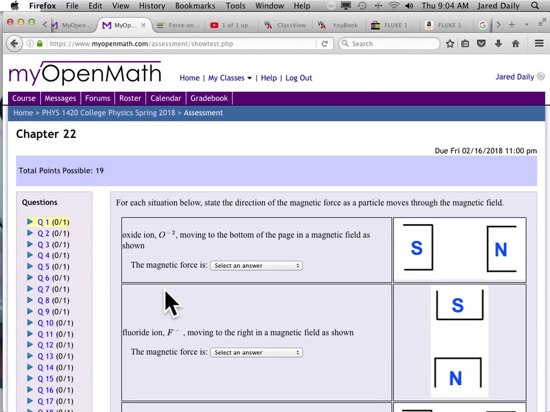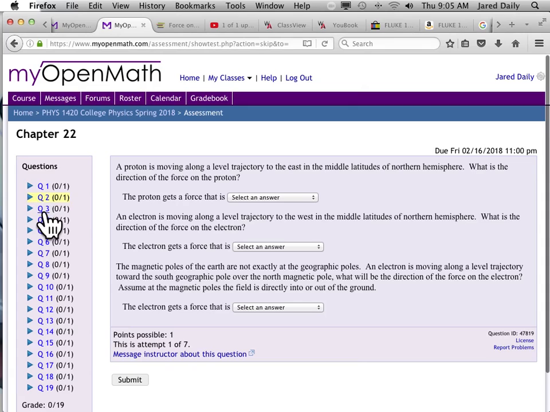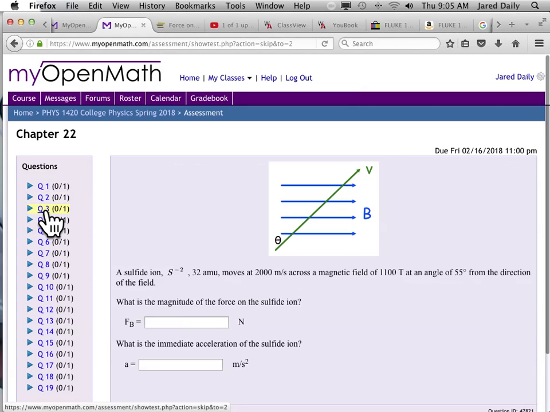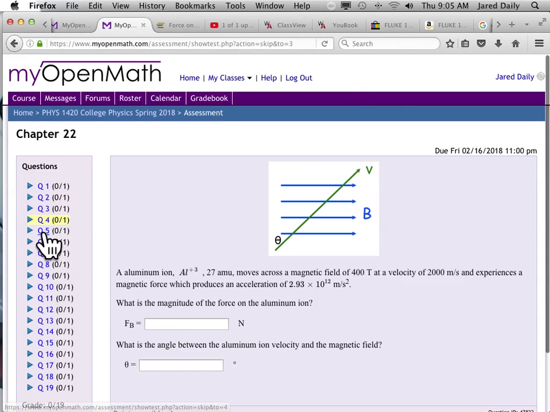Okay, so here we go. We got 19 problems, a fair number of multiple choice, which I know everybody loves. Lots of right-hand rule problems. I know everybody loves those too.